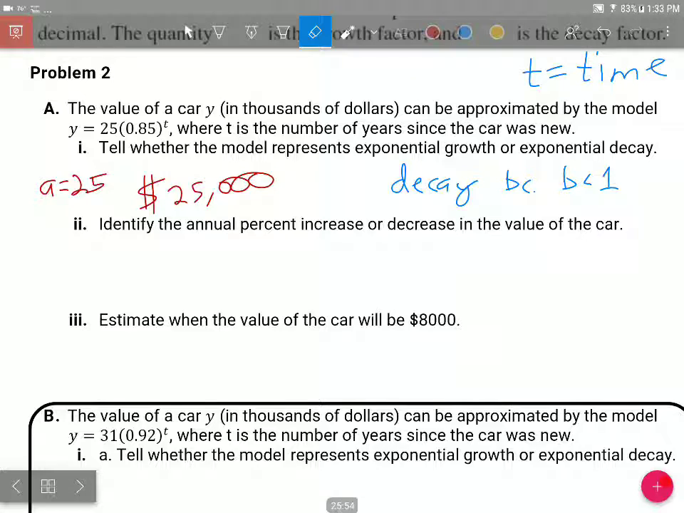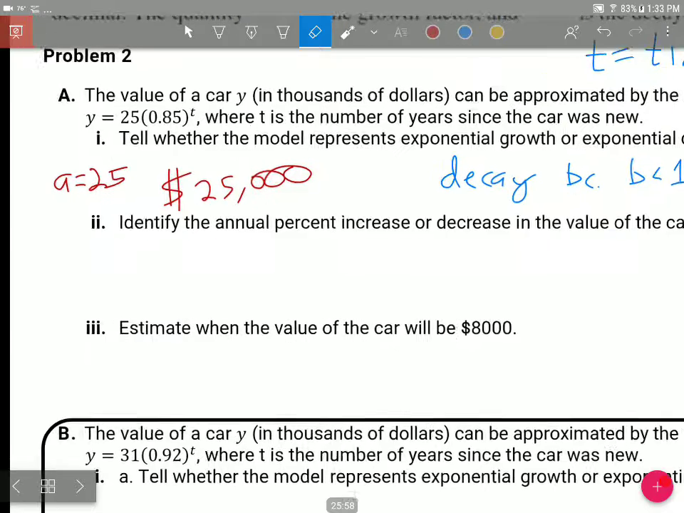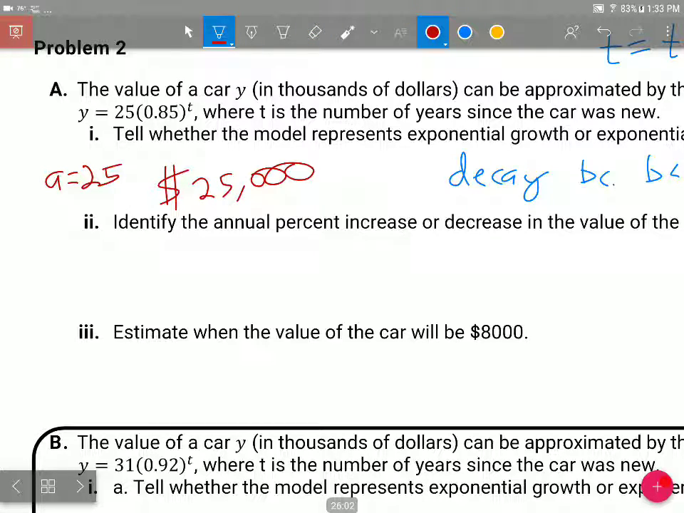Cool. All right, then it says identify the annual percent increase or decrease in the value of the car. To identify how much you're going up or down, what we're going to do is go 1 plus the R. We're just going to take the plus, and we're going to set it equal to your B value. So we're going to go 1 plus R equals 0.85. And what is the only thing you have to do to solve this? Subtract what? Subtract 1. I'll show you why in just a second. So R equals, what's 0.85 minus 1? Negative 0.15.